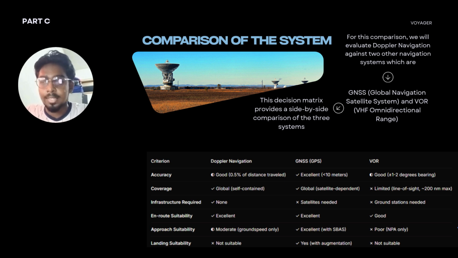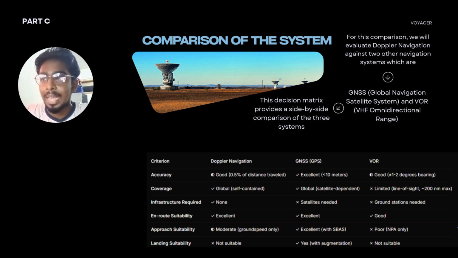Next, we will move to part C, which is the comparison of the systems. For the comparison, we have chosen GNSS, which is Global Navigation Satellite System, and VOR, VHF Omnidirectional Range. As a comparison, there is a table where you can see the comparison decision metrics between Doppler navigation, GNSS, and VOR.